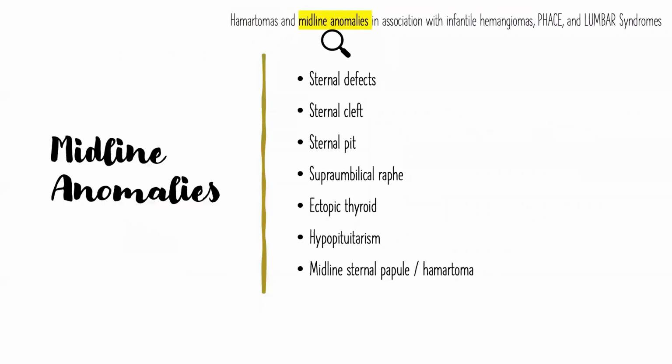Next, I want to define the phrase midline anomalies and give a few examples of these. Midline anomalies are abnormal findings that affect the midline of the body and include sternal defects, sternal clefts, sternal pits, supraumbilical raphes. These can look like scars that extend upward from the belly button, ectopic thyroids, ectopic meaning in an abnormal location, hypopituitarism, and midline sternal papules or hamartomas.